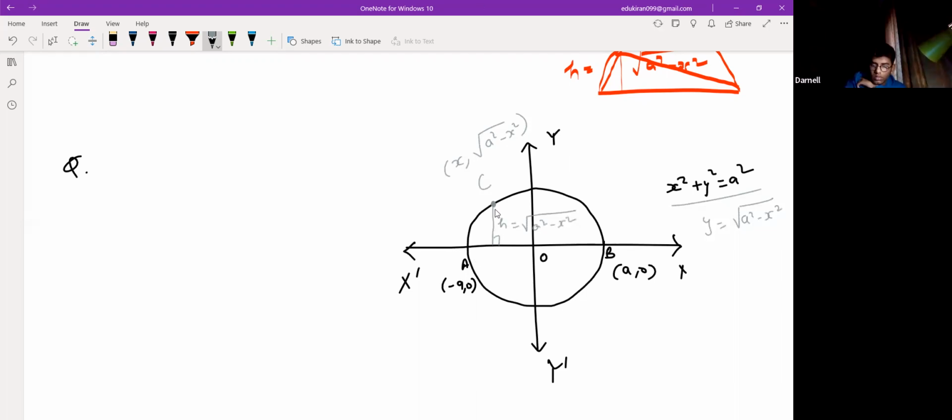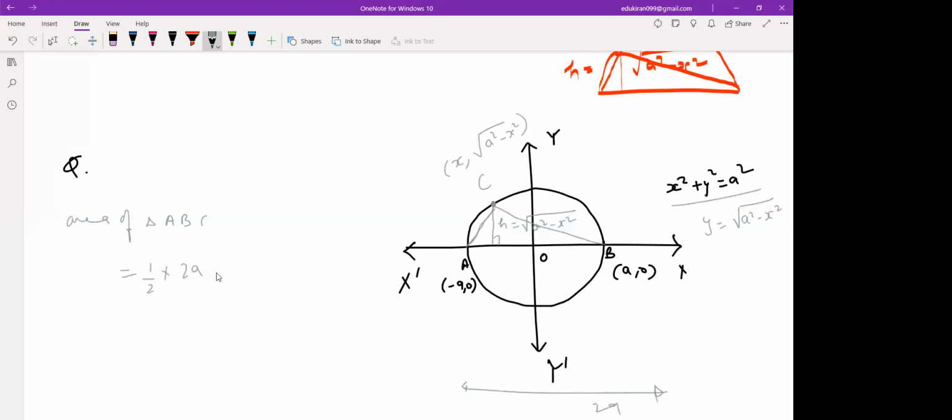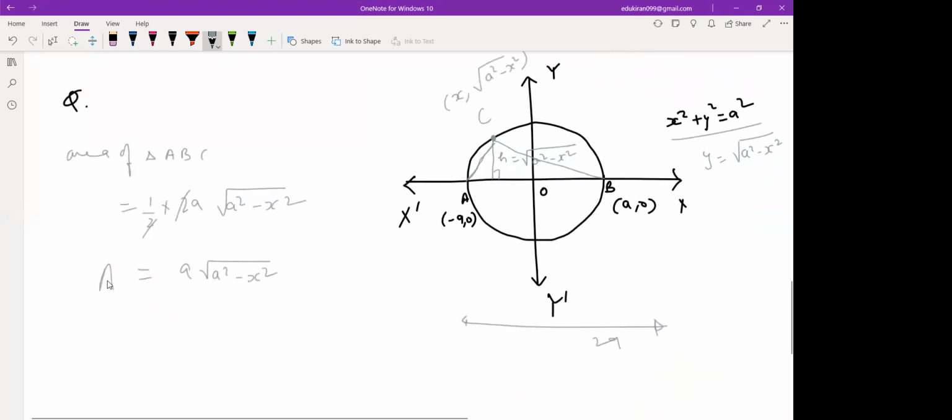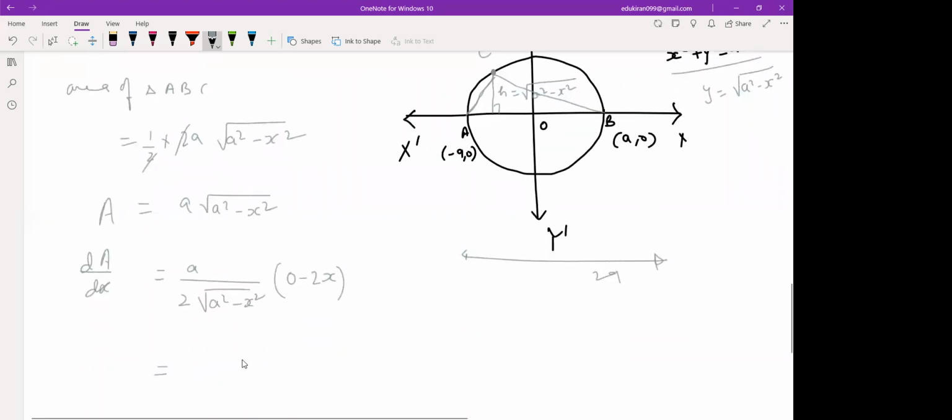Yes, sir. So when you make the triangle like this, this is the height of the triangle from the base. Now area of this triangle ABC is equal to half into base, which is 2a, that is the diameter, and height is root over a square minus x square. So this is the area: a root over a square minus x square. Now this area needs to be maximum. So for that you will differentiate this area, dA by dx. So a will be outside, by 2 root over a square minus x square, and a square minus x square will be 0 minus 2x. We do the chain rule. So this will be 2 cancel, minus ax by root over a square minus x square. This is what we will get.